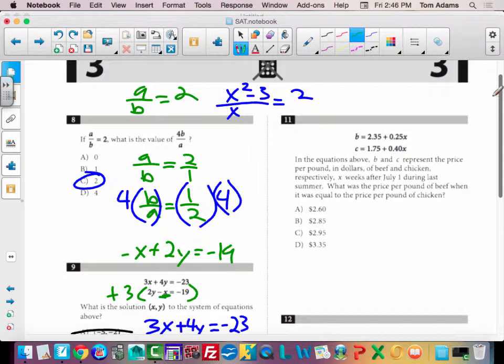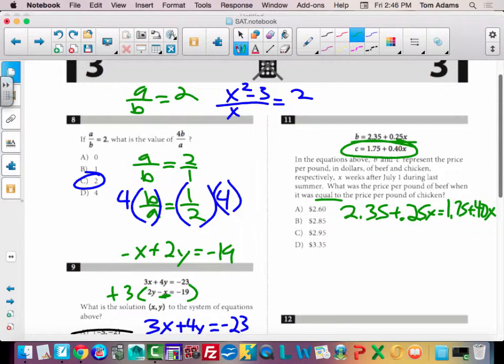Well, the clue here on this problem is equals. So that means this is equal to this. So I could say 2.35 plus 0.25x equals 1.75 plus 0.40x. So I'm going to subtract 1.75 from both sides.